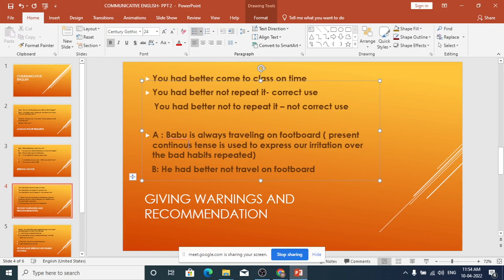So this is, you know, if you want to warn somebody, you can use the sentence structure, you had better. You can start with that. Okay. Can anybody read this slide?